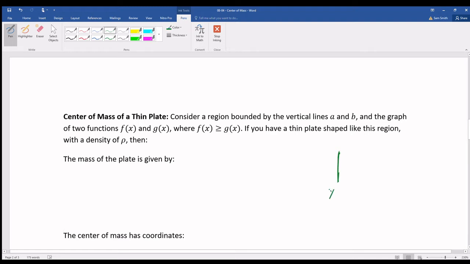It can be bounded by a vertical line on the left, x equals a, a vertical line on the right, x equals b, some function of x at the top, let's call it f of x, and some function of x on the bottom, let's call it g of x.